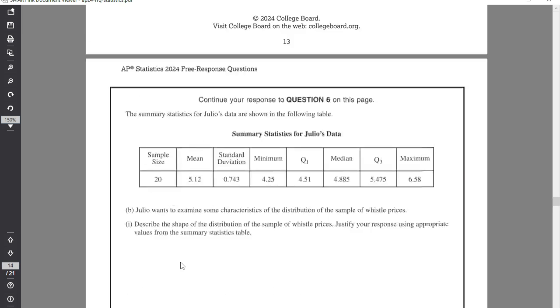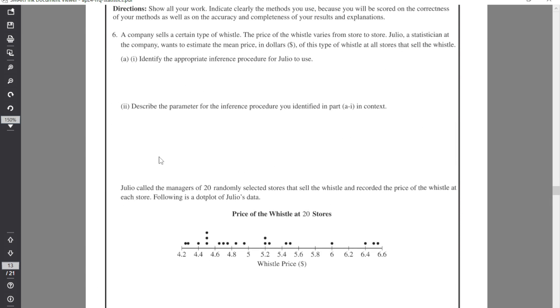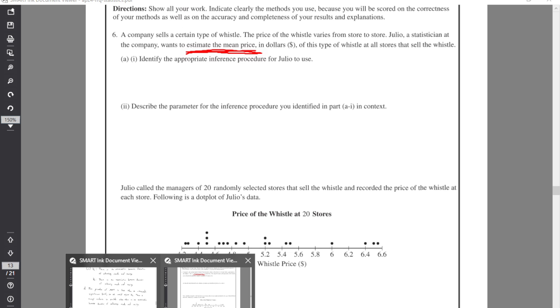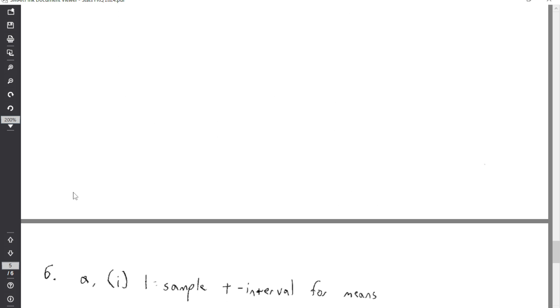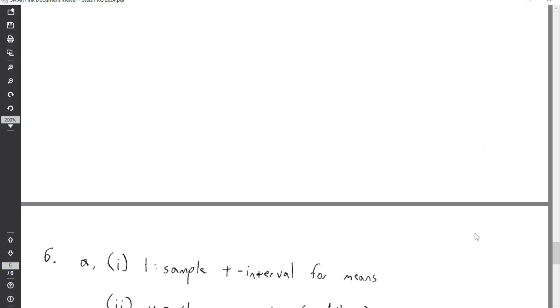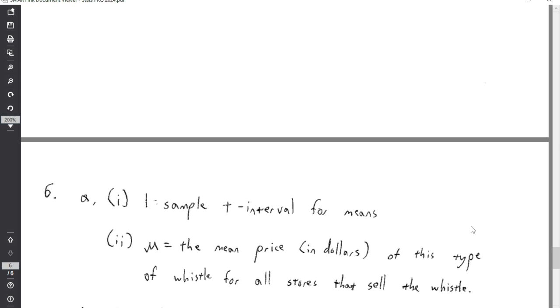So we start in familiar territory here. We talk about what the inference procedure to use is. Because we want to estimate the mean, what's going to let us provide an estimate for it is a confidence interval. So we are doing a one sample t interval for a mean. And what is that mean? That's what the question asks for, the parameter. It's the mean price of this type of whistle for all stores. It basically lays that out in the question, just making sure you can define the parameter and know what a parameter is.